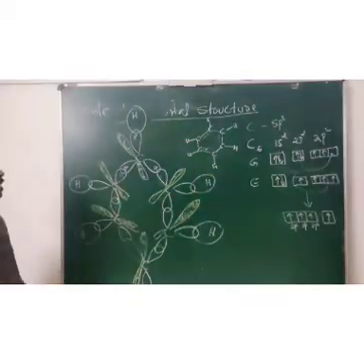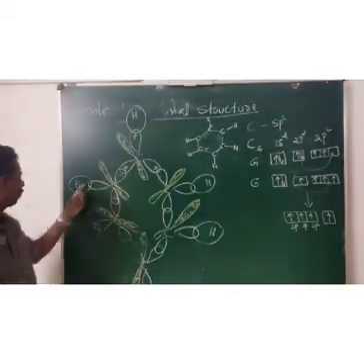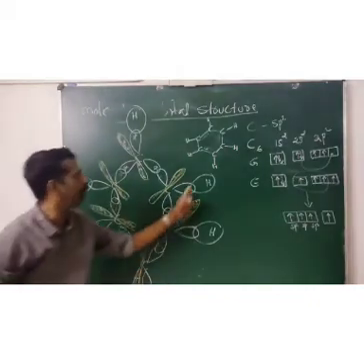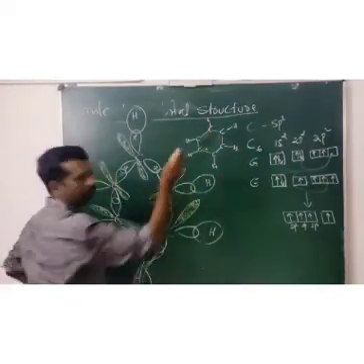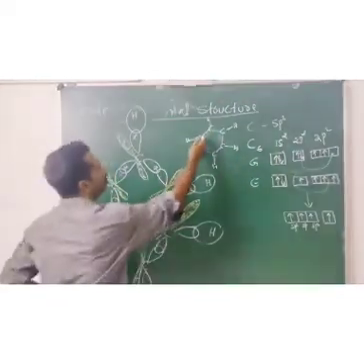How many CH bonds are forming? 1, 2, 3, 4, 5, 6. 6 CH sigma bonds are formed. Now, how is the double bond forming? Look at here, how the double bond is forming between carbon and carbon.